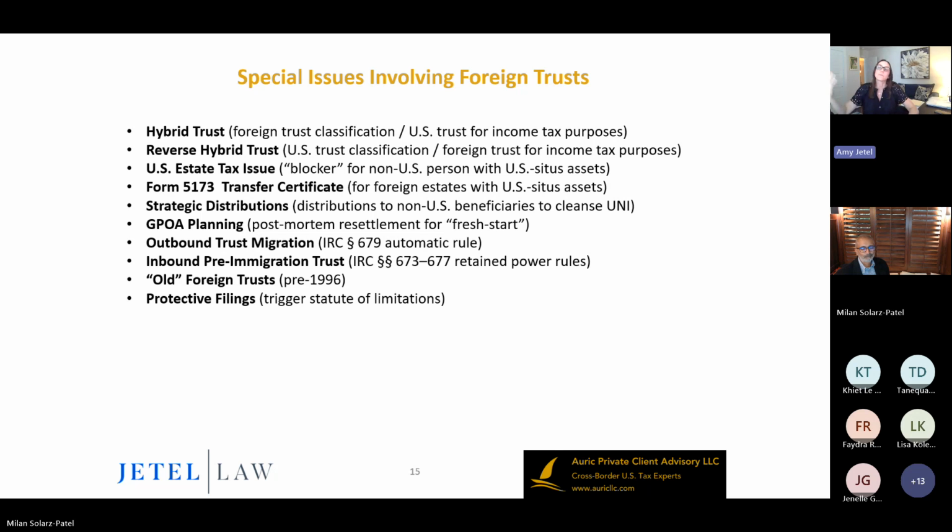And the foreign beneficiaries, they don't care that it's a foreign non-grantor trust because they don't have to worry about DNI, UNI, all the reporting and all that kind of stuff. Yeah. So it's a great little thing.